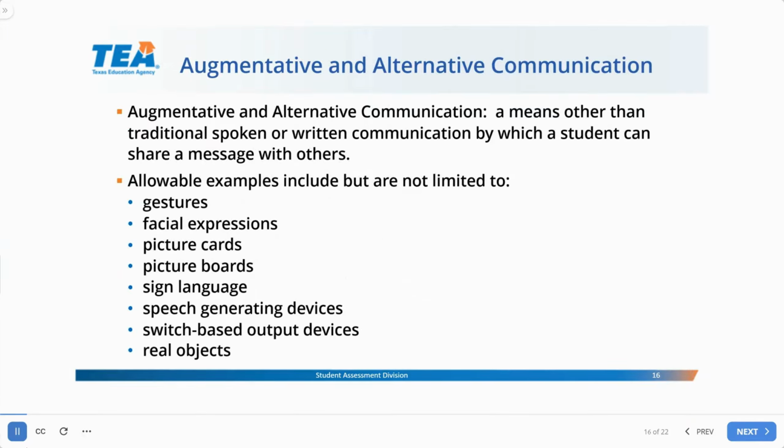For purposes of TELPAS alternate, augmentative and alternative communication is a means other than traditional spoken or written communication by which a student can share a message with others. Some examples are gestures, facial expressions, picture cards, picture boards, sign language, speech-generating devices, switch-based output devices, and real objects. This is not an exhaustive list.